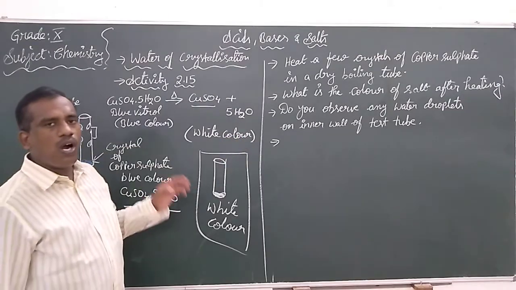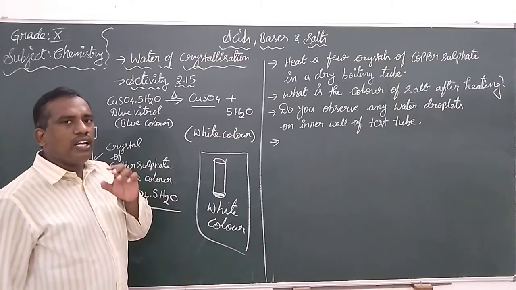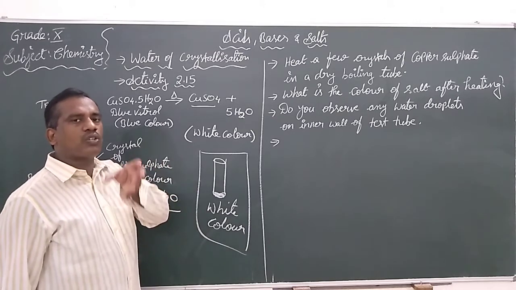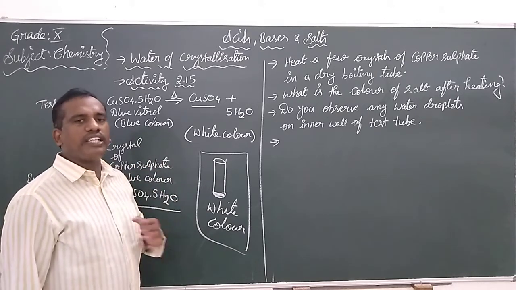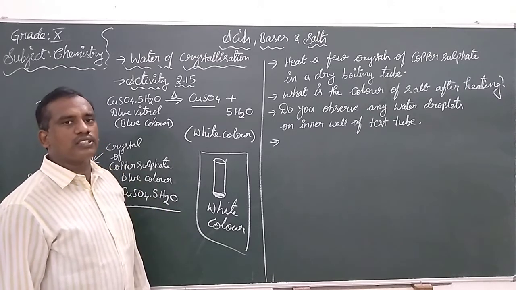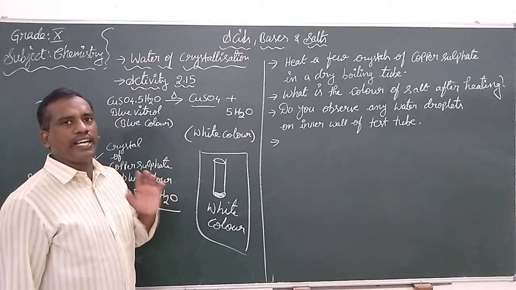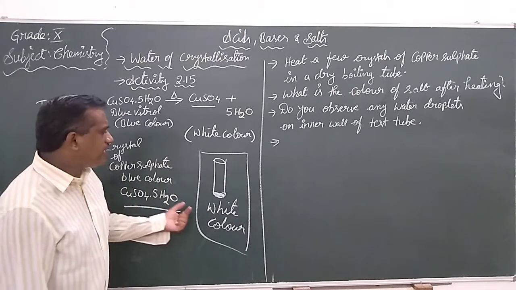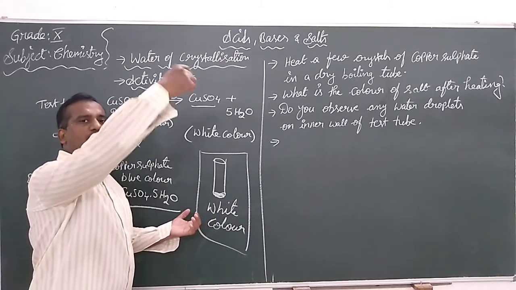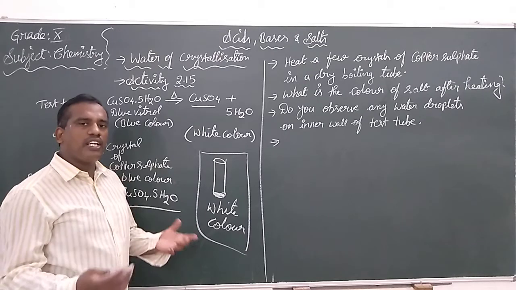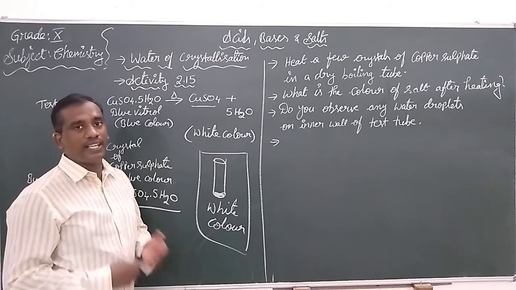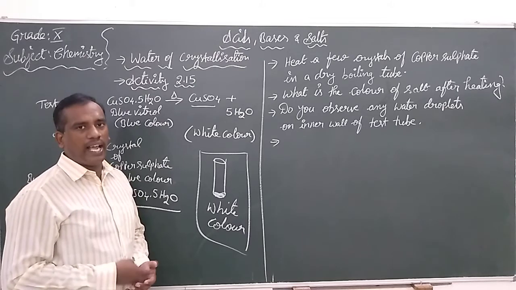And now, our main concept is to say that when these water molecules are removed from any salt, it is called a dehydrated salt. What is it called? A dehydrated salt. For this white colored salt, which is free from water molecules, if we add water again, it will exhibit its blue color back.